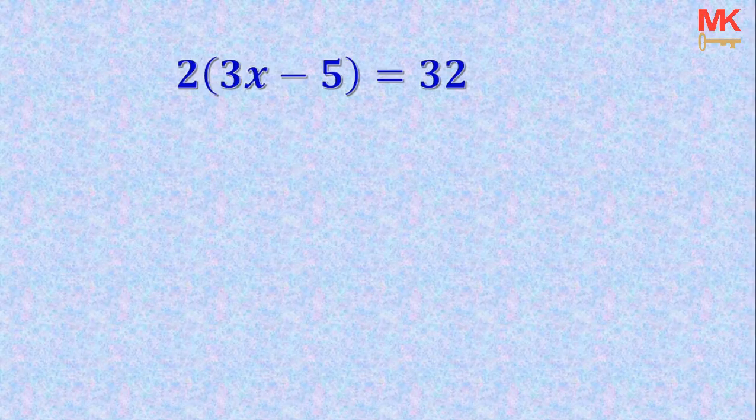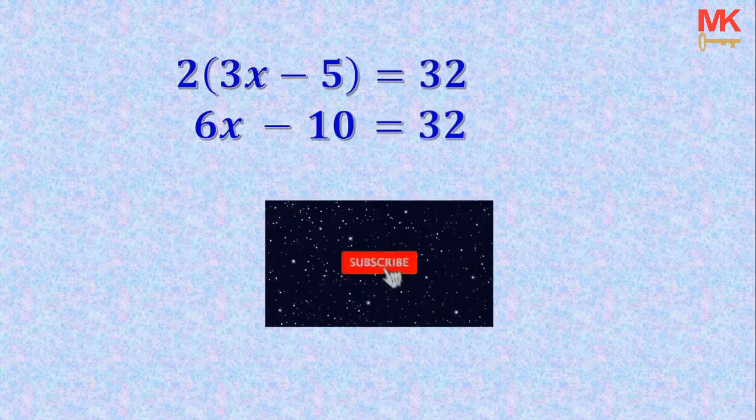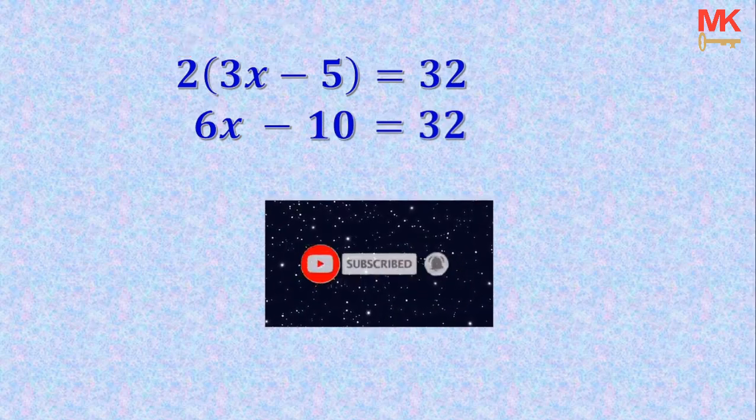Alright, we'll just go straight to the expansion. 2, of course, outside the bracket multiplies the 3x and we'll have 6x. The same 2 multiplies the negative 5 and we'll have negative 10. And that's equal to the 32 at the right-hand side. We just have to keep the 32. Alright, now in this new equation, 6x minus 10 equals 32.